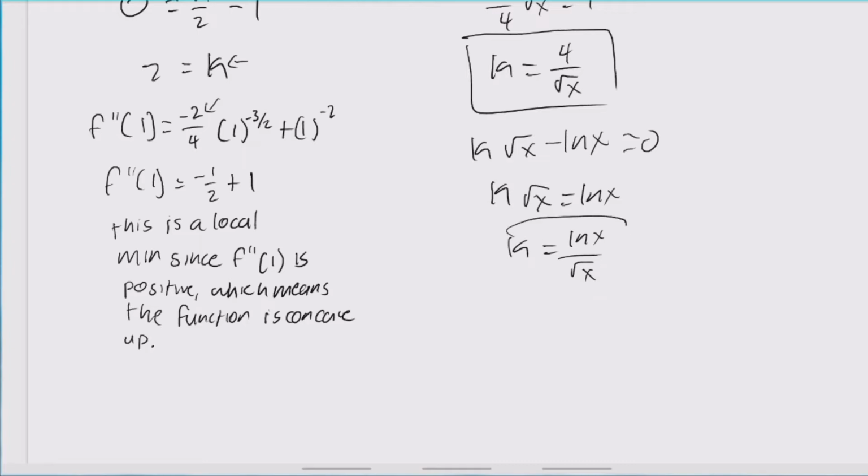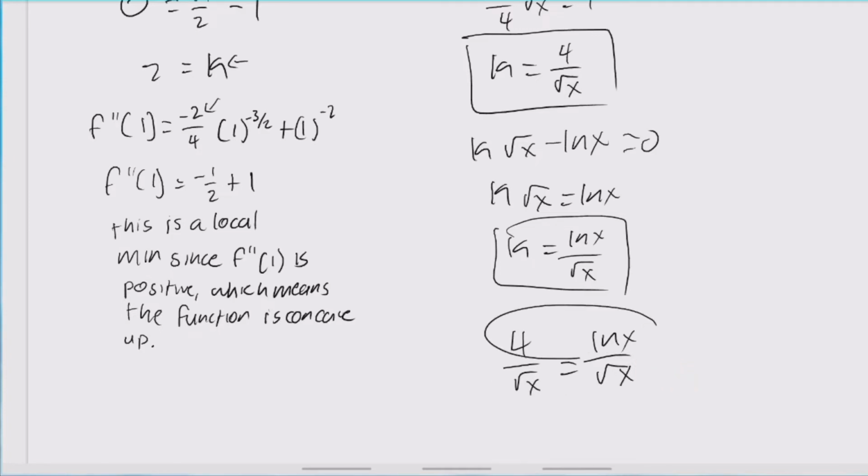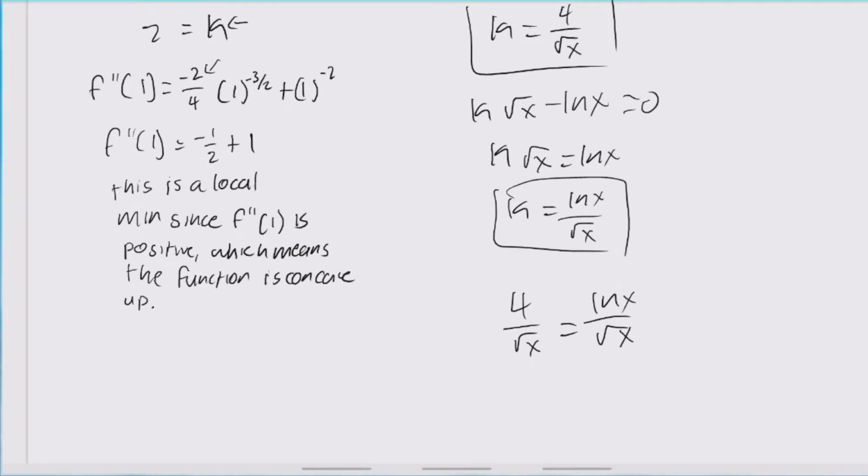All right, so then now I have two equations for k, and I can use a system. So I can say 4 over square root x equals ln x over square root x. Now, obviously, these two denominators are the same, which means the only way this works is if my numerators are the same, which means 4 equals ln x, which means e to the 4th is equal to x.